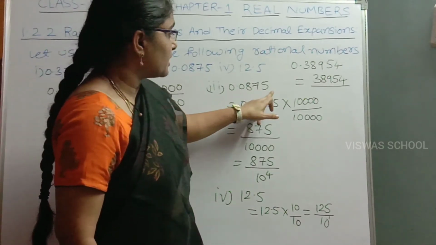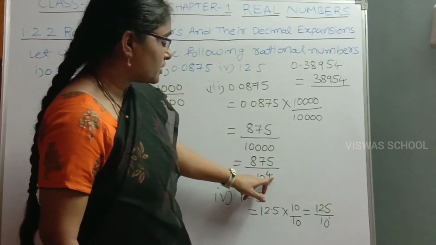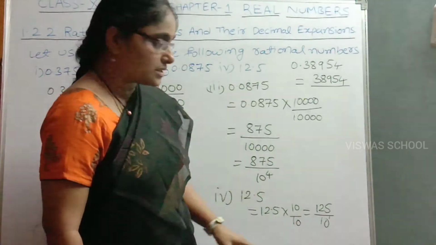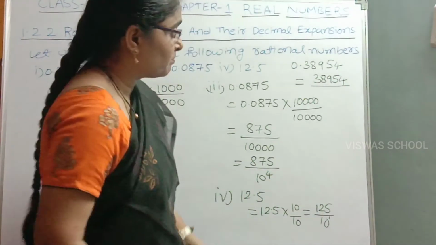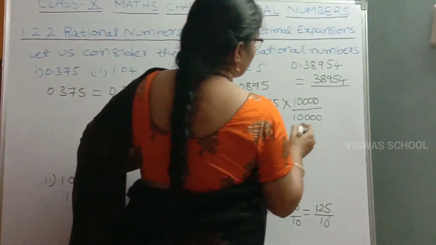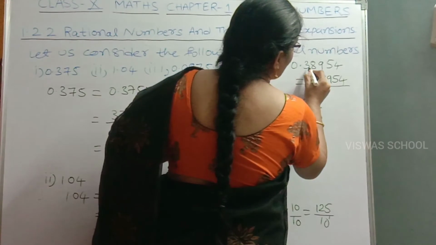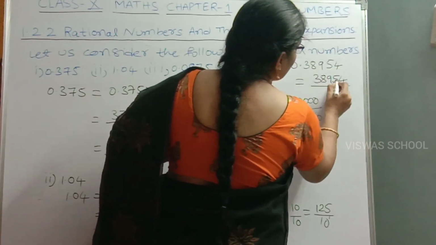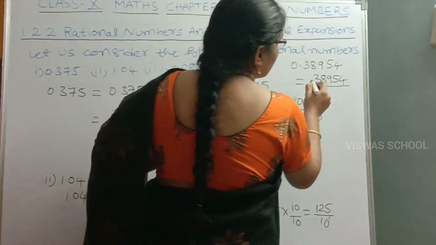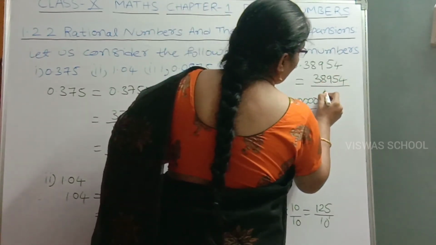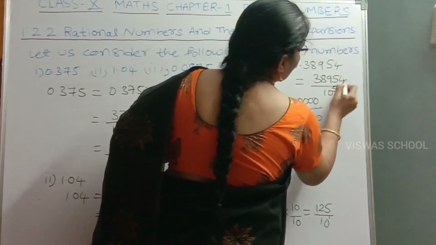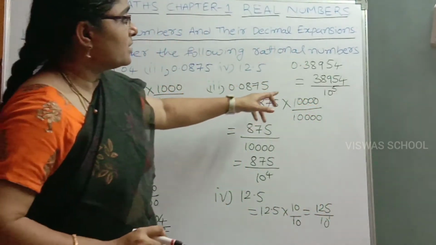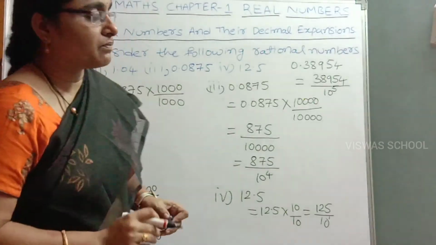After the decimal, here we have 4, so 10 to the power of 4. And here after the decimal, only one digit, so the power is 1. In the same way, here after the decimal we have 1, 2, 3, 4, 5. That's why this P by Q form is 38954 by 10 to the power of 5. This is the simplest form to convert into P by Q form.